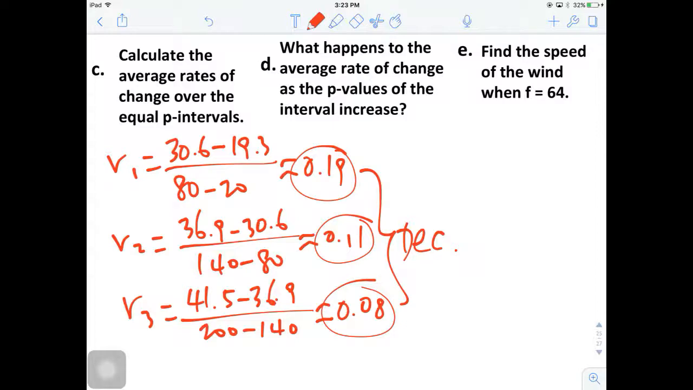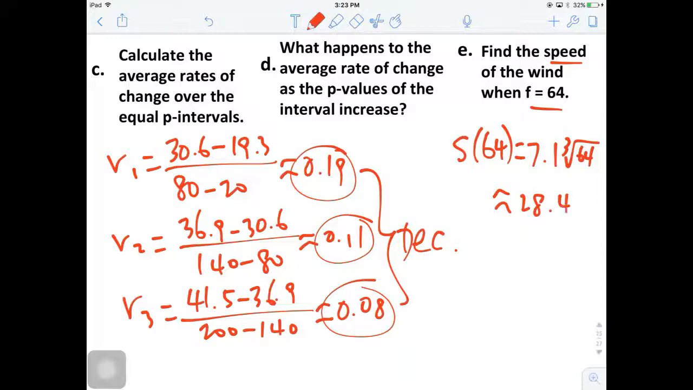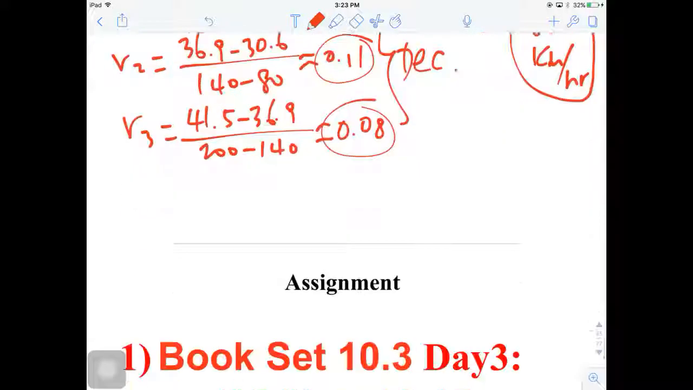And so the last problem says, find the speed of the wind when F equals 64. So again, we have S of 64 that we're looking for, which is according to the equation 7.1 cube root of 64. Substituting 64 in, and you should have approximately 28.4 kilometers per hour for the speed. And that is the end of the problem.